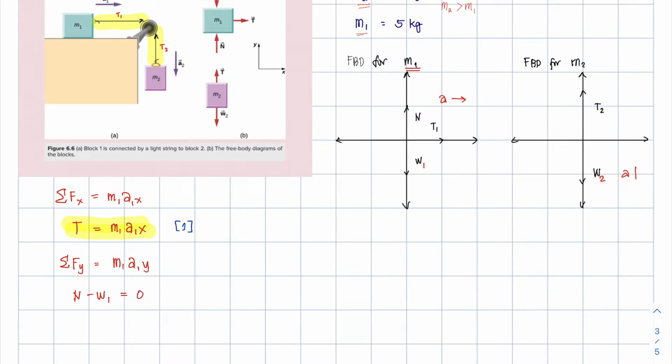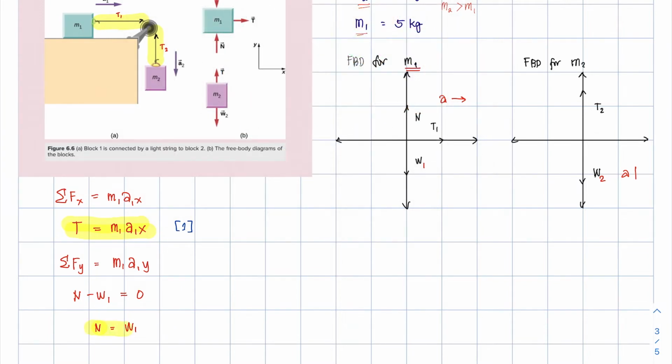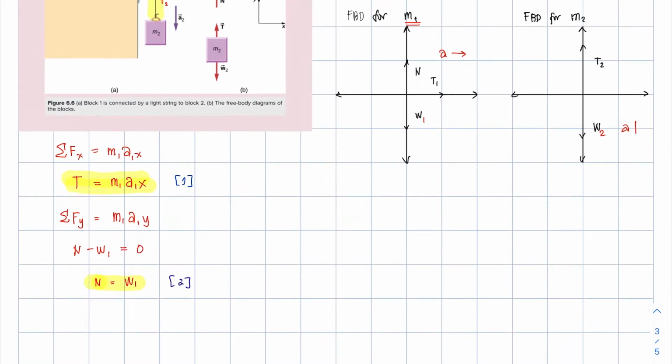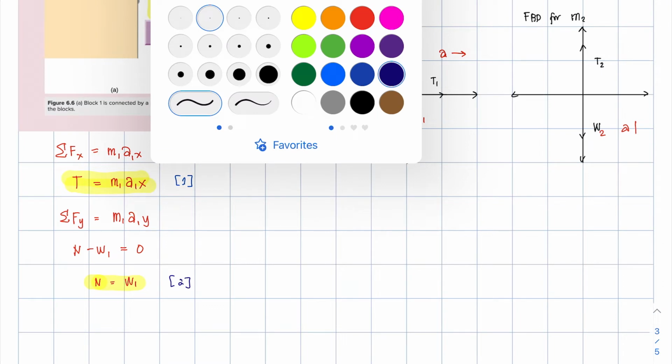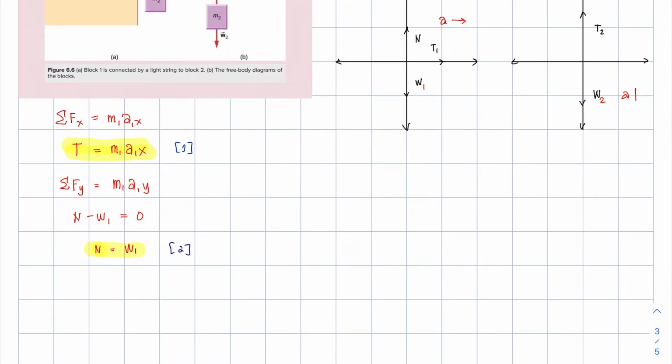So this will be just 0, and that is telling me that the normal force of mass 1 is just equal to its weight. I will still highlight this one because maybe this will be an important equation later in our solution for other variables or quantities. So that's it for your mass 1. We have arrived with 2 equations. And for body 2, I will continue here.